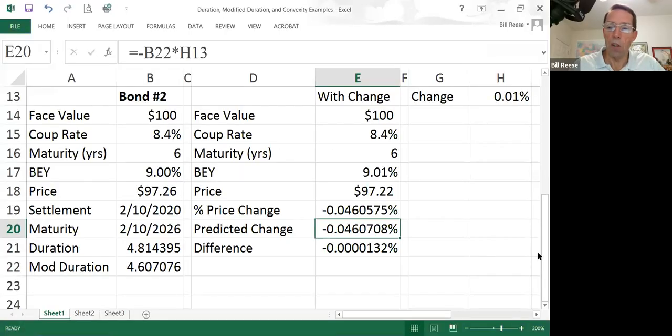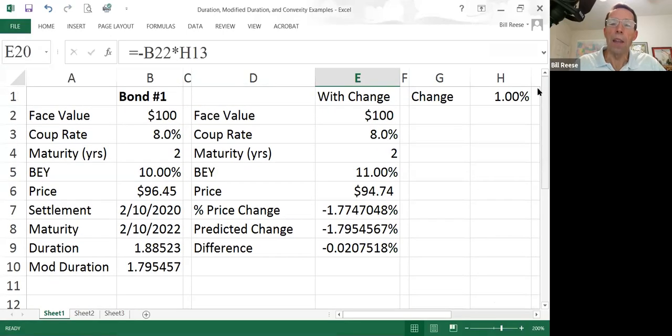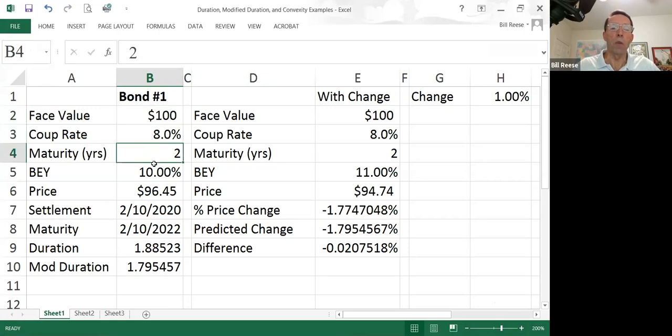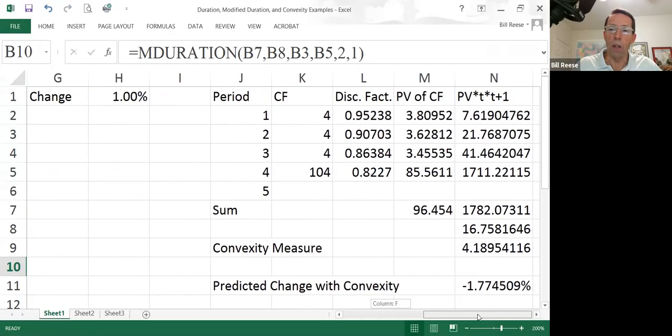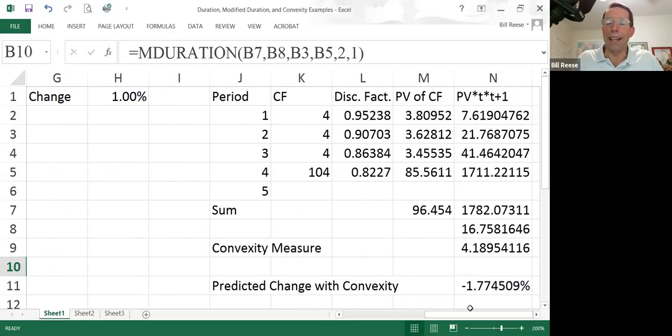Here is our spreadsheet, and we're going to go back up to that first bond that we were looking at. This is the bond that only has 2 years until maturity, right? So it had a face value of 100, coupon rate of 8%, maturity of 2 years, yield of 10%. Here was the price, and here was the modified duration, 1.795457. Now I'm going to have a very difficult time getting all of this onto the screen at once, so I don't think I'm going to try to do that. We're going to slide over here, and we're going to see that we're calculating the convexity measure on that bond.